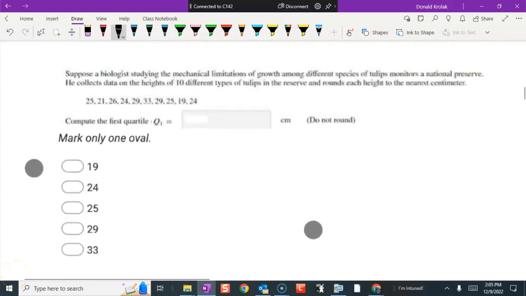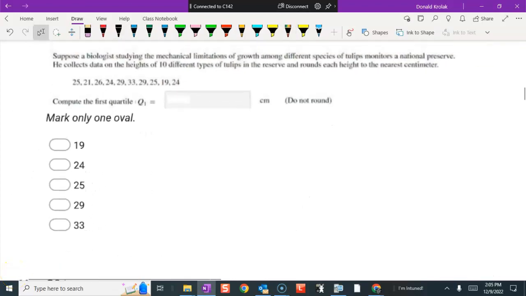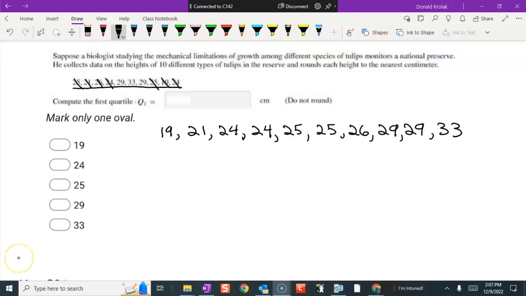Okay, suppose a biologist studying the mechanical limitations of growth among different species of tulips monitors a national preserve. He collects data on the heights of 10 different types of tulips in the reserve and rounds each height to the nearest centimeter. Okay, so here's our heights. And then it says compute the first quartile. So what you have to do first is put these in order from least to greatest. Okay, so I put them in order from least to greatest.